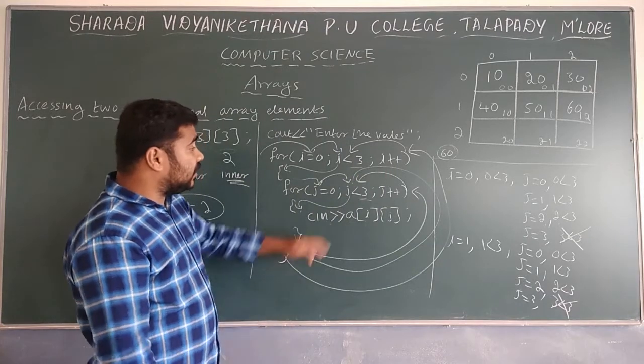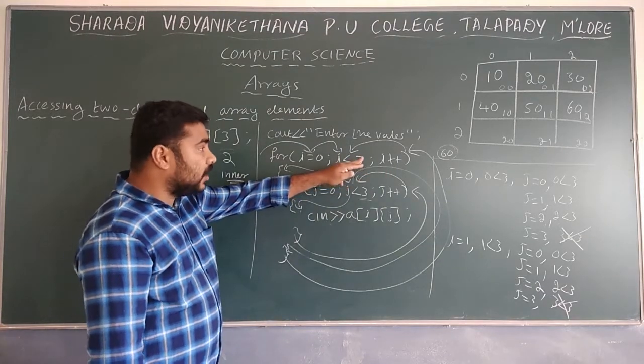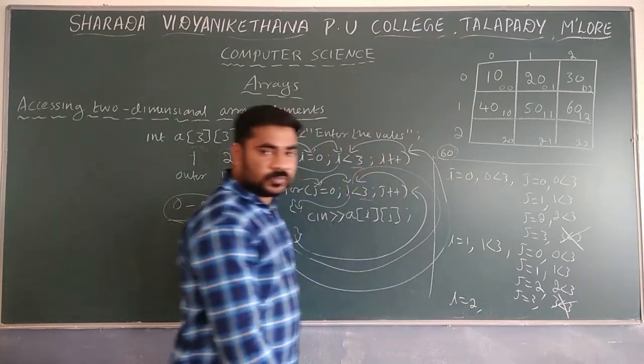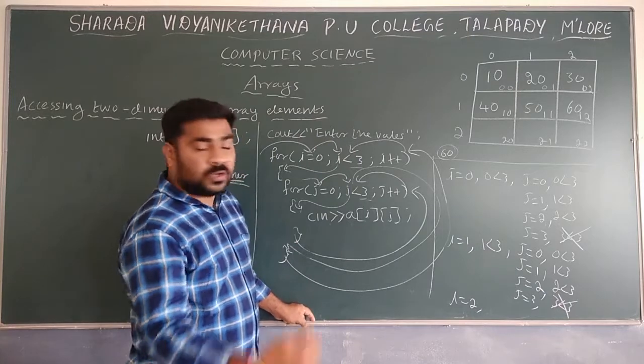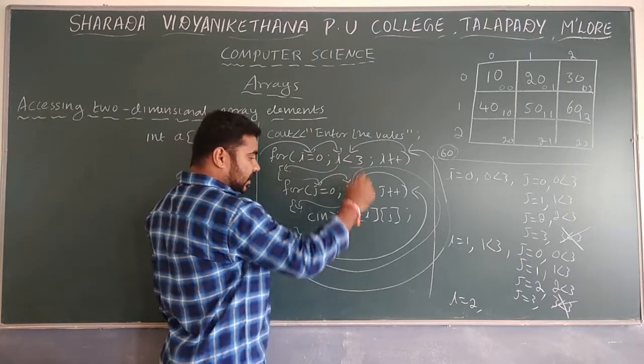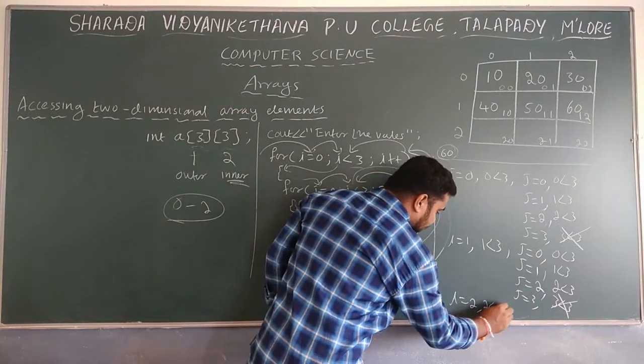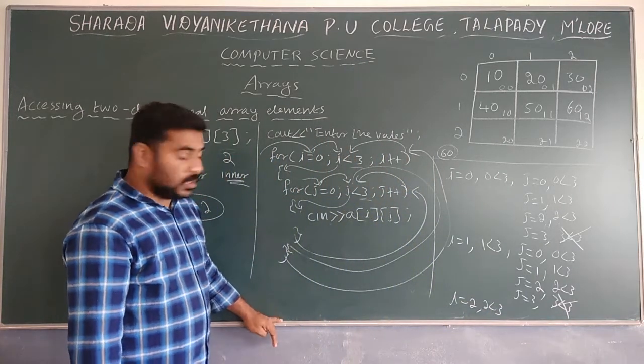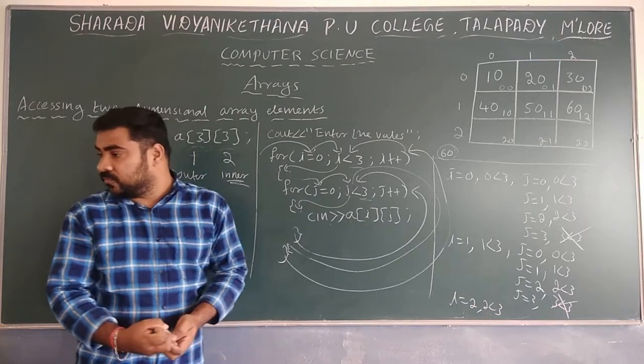In the outer loop it is given i plus plus. So next i value is equal to 2. Here also i value is 2. Then we will check whether 2 is less than 3. Is the condition true or false? Condition is true.